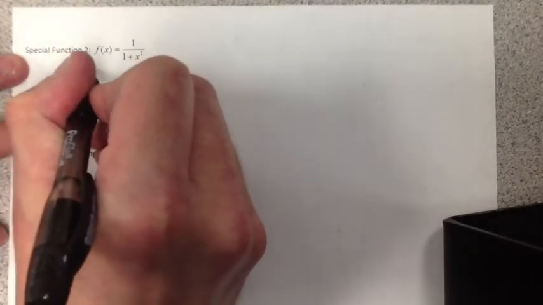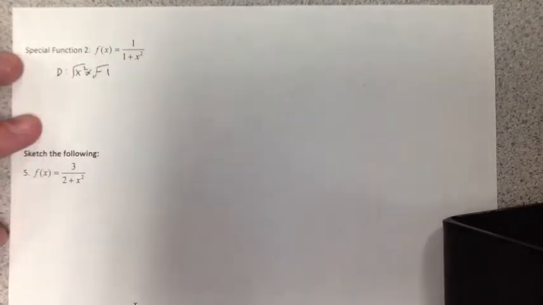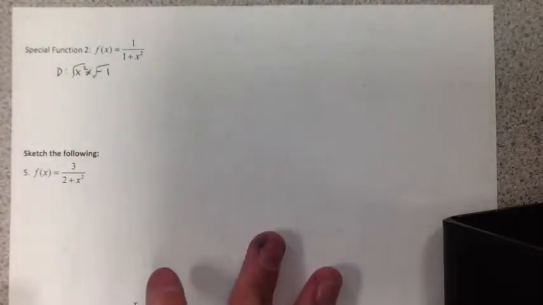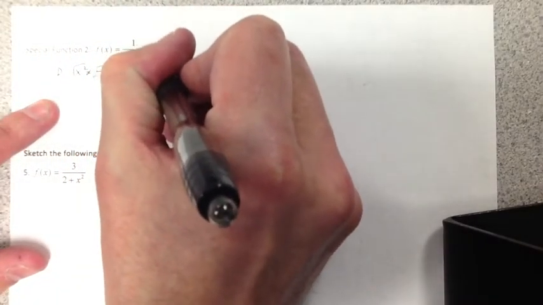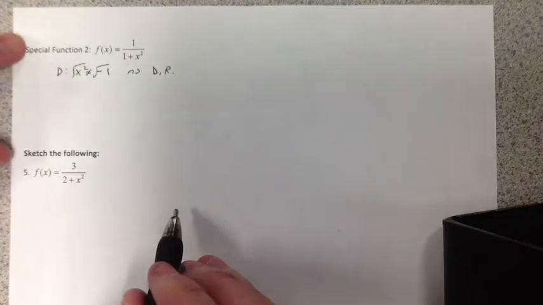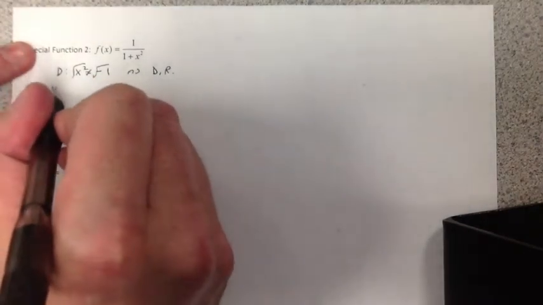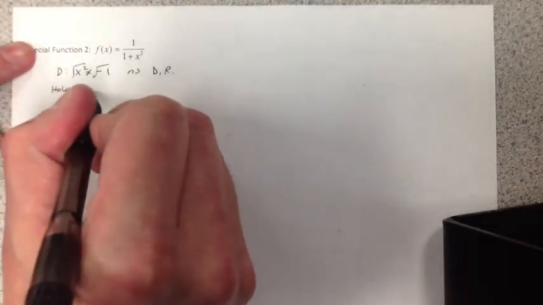but if I try to solve for a domain restriction, we get x squared cannot equal negative 1. Well, here's the problem. If I try to take the square root of it, nothing happens. So what does this tell us? There are no domain restrictions on this one. No domain restrictions. So if I try to find a hole, none.